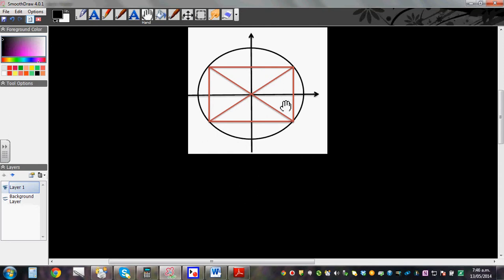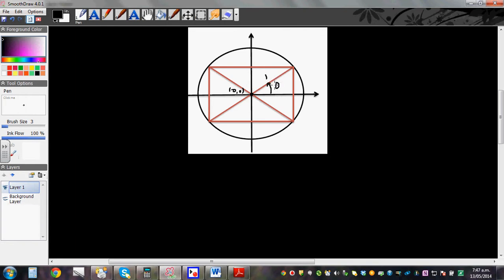Let's look at this unit circle and prove some simple results of trigonometry. So this is a unit circle, so the radius is 1. Let's put some numbers here. The center is 0, 0, and the radius is 1. Say this is the angle theta.